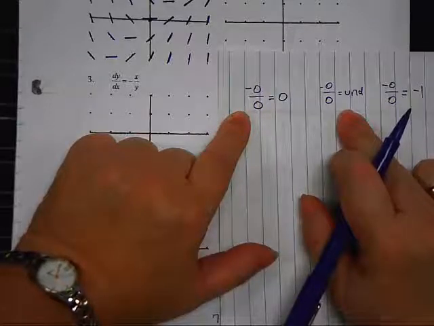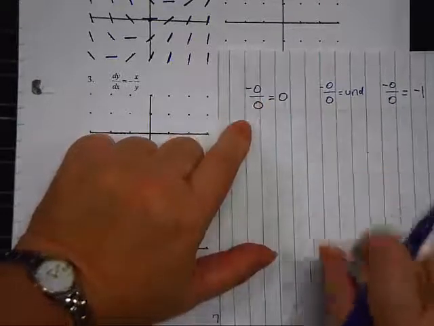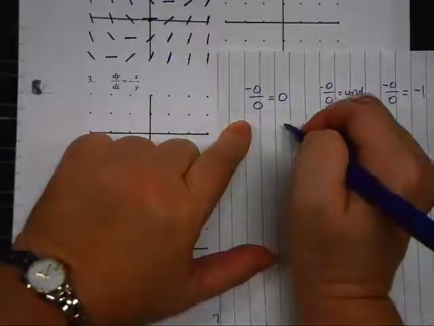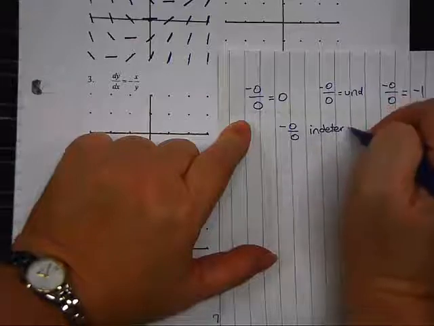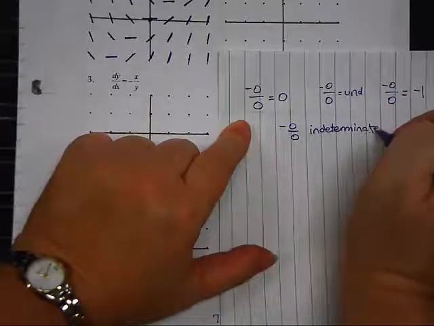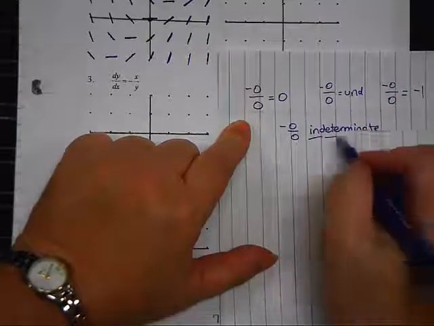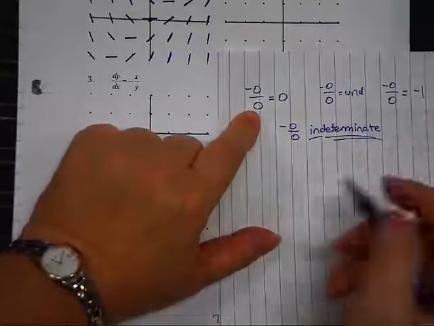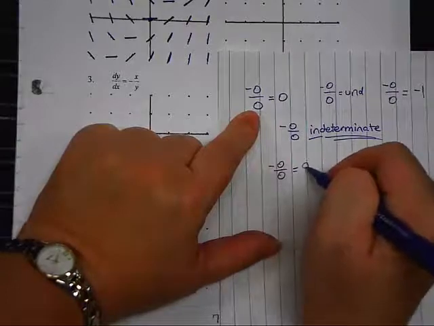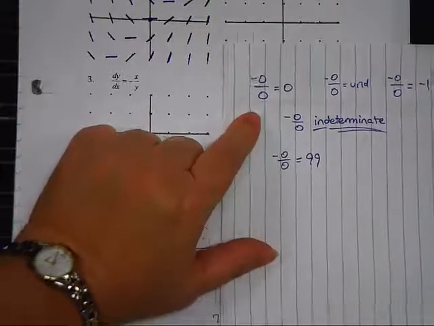No. I'm going to tell you right now, it's none of these. Infinity. Negative 0 over 0 is what we call indeterminate. Okay? It cannot be determined. Okay? It could be 0, it could be 1. It could also be 99.